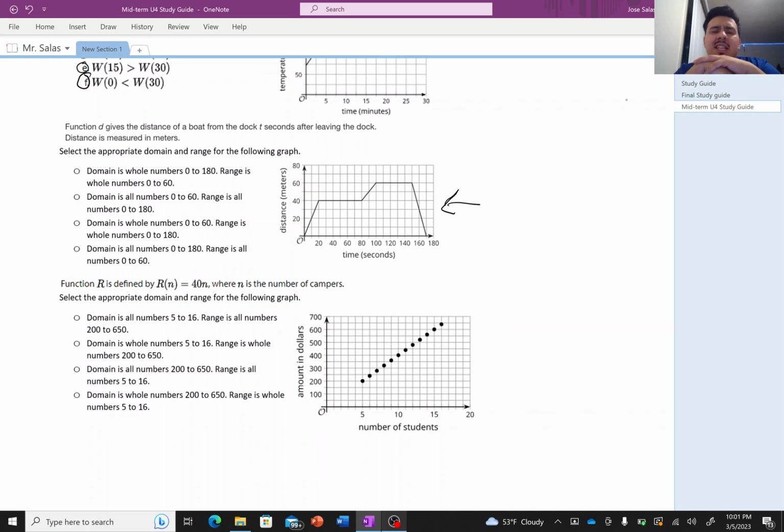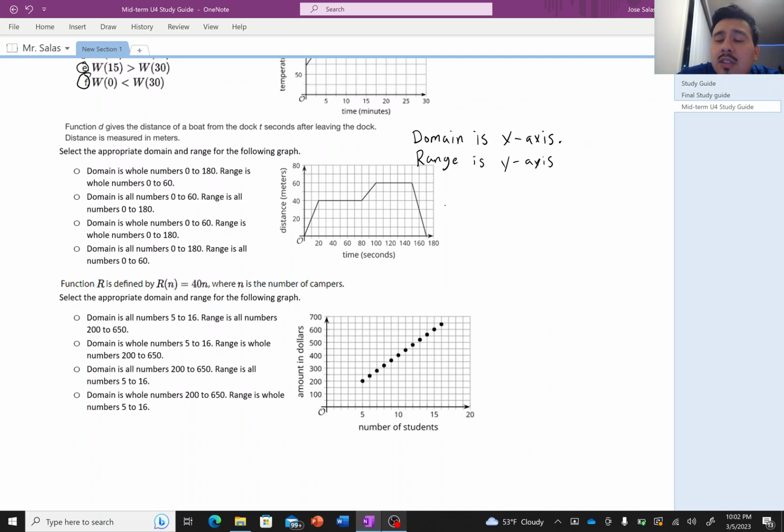So class, let's see. What variables do I use for my domain? Or sorry, what variable? It's just one variable. So for the domain, I hope you write this down, because this is going to be very important. It's going to help you break down the domain and the range. The domain is the x-axis, so the numbers on the x-axis. The range is the numbers on the y-axis.